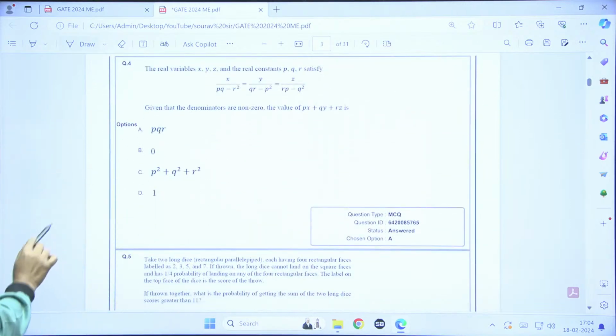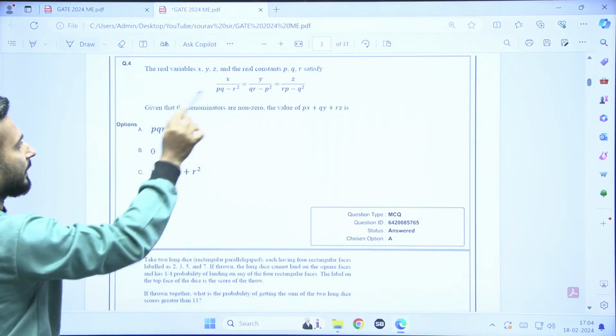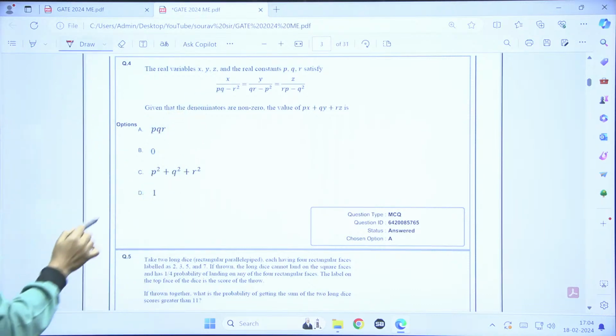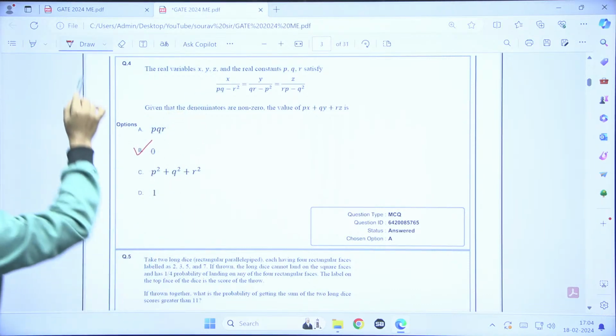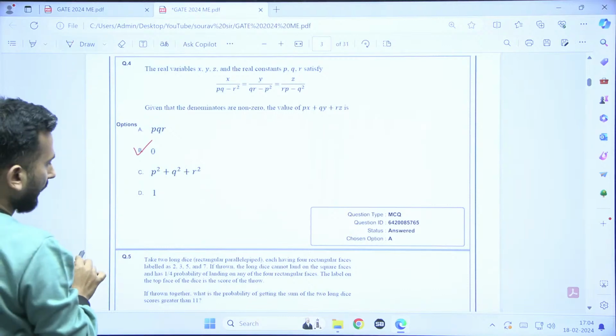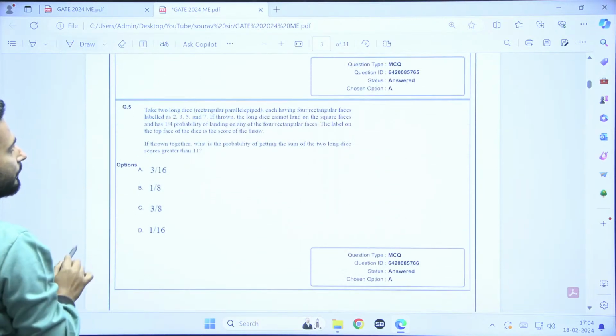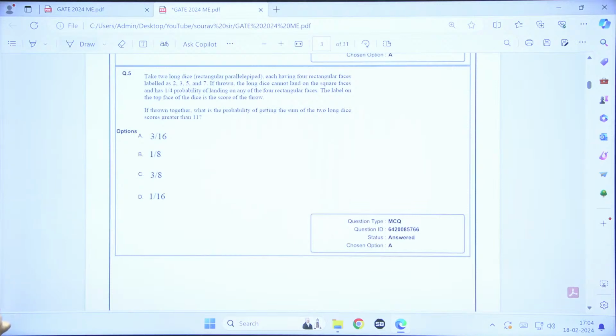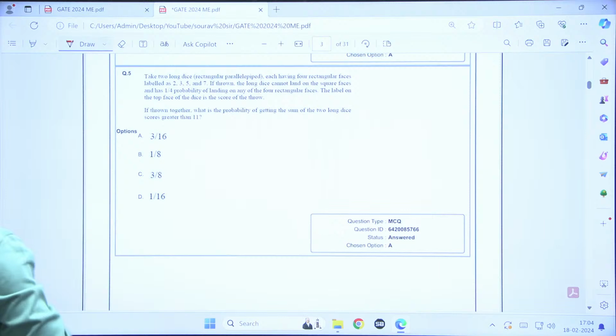Now the real variables x, y, z and the real constant question, for this question your answer will be 0, that is B. For question number 5, the long dice problem, the probability question, the answer will be A.